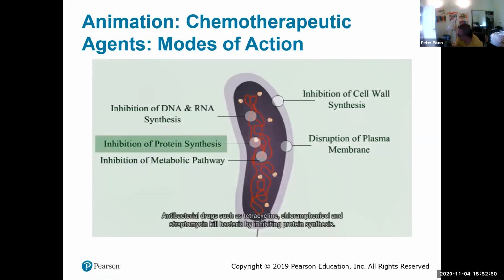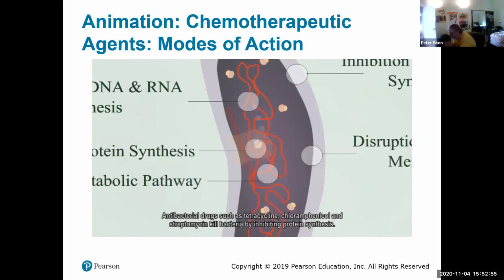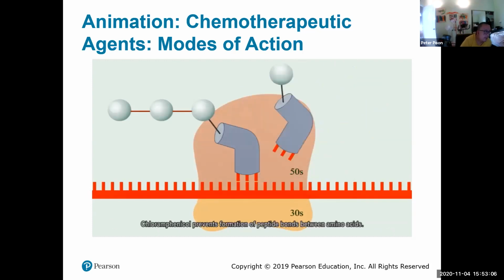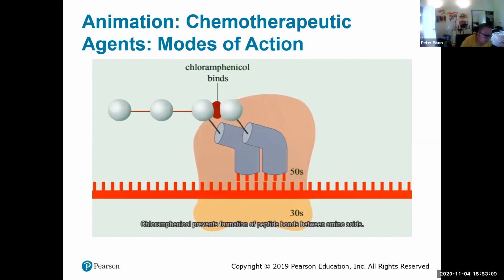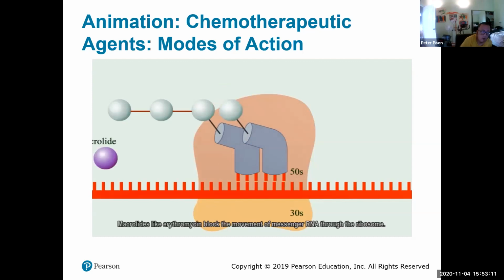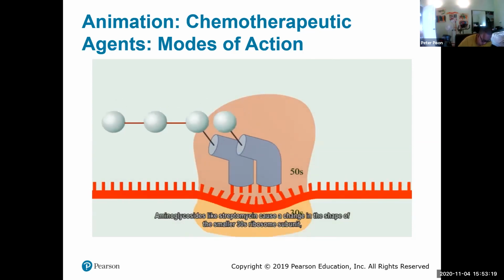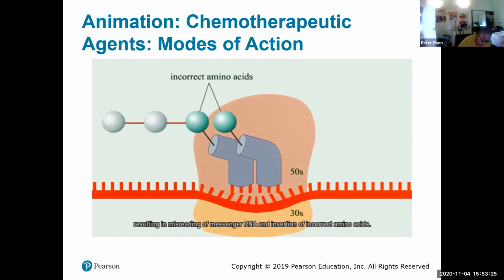Antibacterial drugs such as tetracycline, chloramphenicol, and streptomycin kill bacteria by inhibiting protein synthesis. Tetracyclines block the docking site of the transfer RNA, preventing amino acids from being added. Chloramphenicol prevents formation of peptide bonds between amino acids. Macrolides like erythromycin block the movement of messenger RNA through the ribosome. Aminoglycosides like streptomycin cause a change in the shape of the smaller 30S ribosome subunit, resulting in misreading of messenger RNA and insertion of incorrect amino acids.